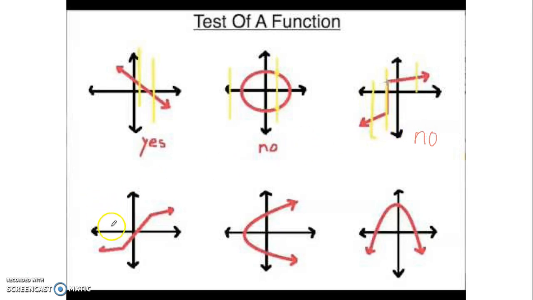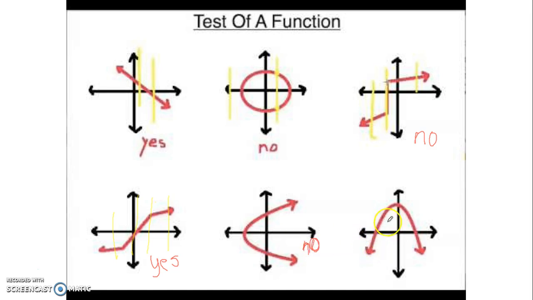Let's take a look at this one. Change my pen color. Nope, not laser, we want pen. Let's change to yellow. So if you draw vertical lines at any point, I know mine aren't super straight, but at no point does it cross more than once. So because it doesn't cross more than once, yes, it's a function. Let's take a look at this one. If we draw a vertical line, we see that yes, it does cross in more than one place. So that means no, it is not a function.